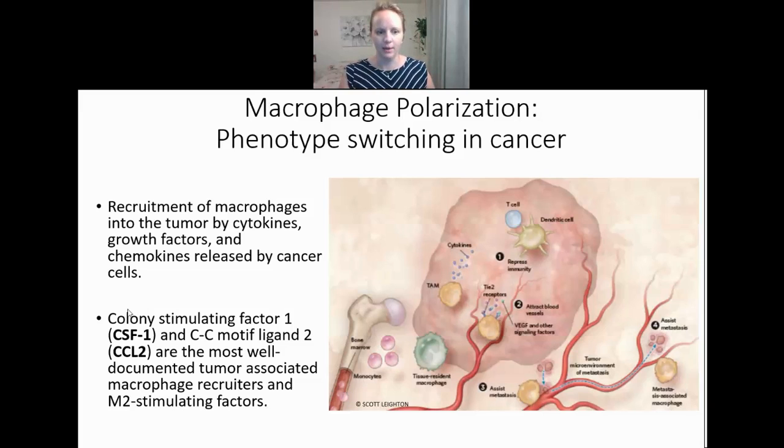mainly by growth factors, colony stimulating factor 1, CSF1, and by CC motif ligand 2, CCL2. These are the two most well documented, well studied cytokines and growth factors that are associated with recruiting and stimulating M2 type macrophages.